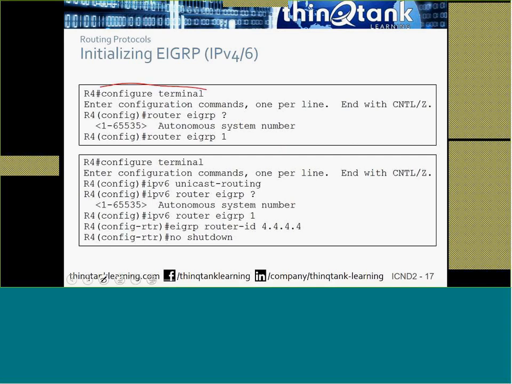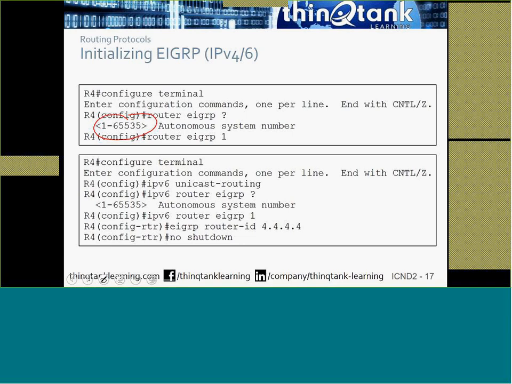Configure terminal. Obviously, we know what that is. Router EIGRP, just like router RIP. When we wanted to configure RIP, we typed router RIP. But the difference here is we have to pick an autonomous system number. And that autonomous system number is, you pick it at your choosing, right?